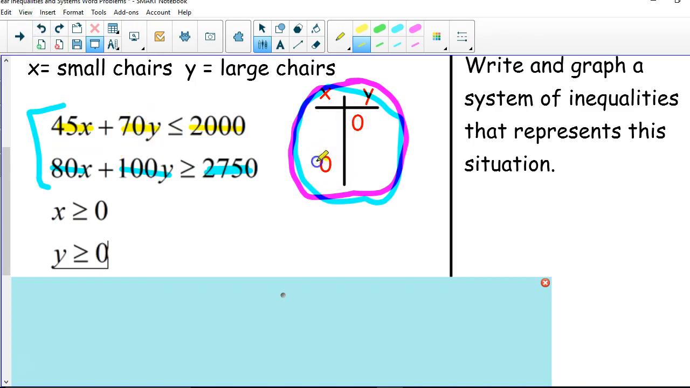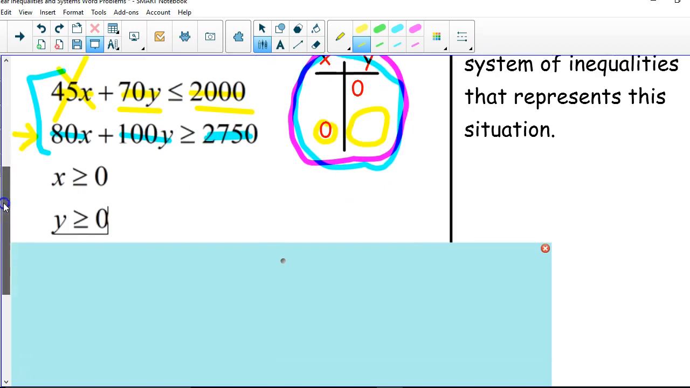Again, if I did it here, if 0 is X, this whole term goes away. I'm left with 70Y is equal to 2,000. I solve for Y by dividing by 70, and whatever I get, that value goes here. I repeat the process for this equation. Again, practice it. I'll help you with it on Monday, but it's really going to be valuable for linear programming to graph this way. Otherwise, it just gets super messy.